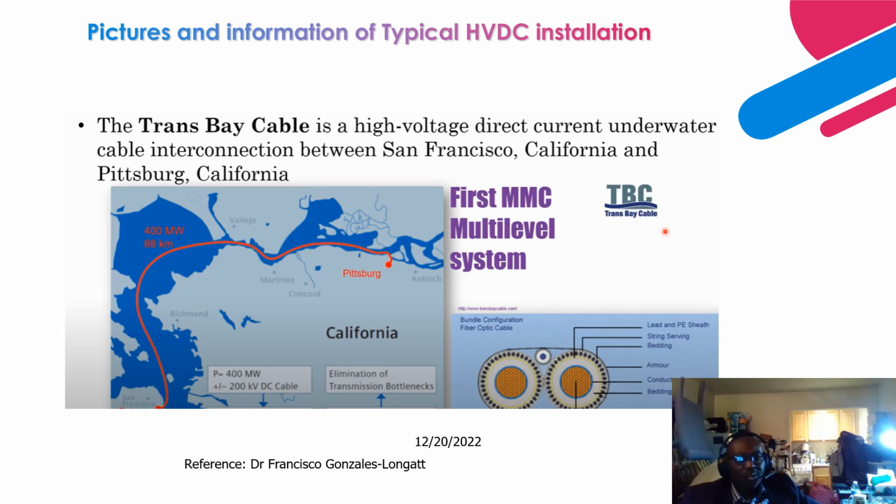Then there is also the Transbay cable, which was also installed. This one is typical of city infill. As you know, the San Francisco area in California, and also the Pittsburg area in California, are highly densely populated areas, and it is very difficult to install a power plant there. As such, HVDC voltage source converter, a modular multi-level converter system, became the choice to install, to be able to synthesize its own voltage and transmit power to the city.